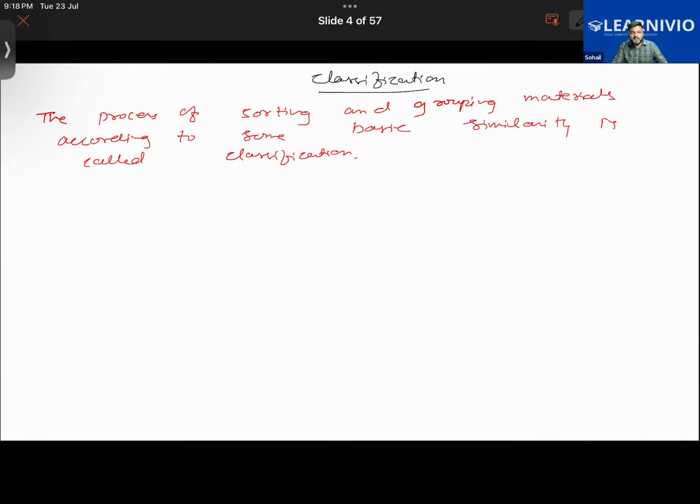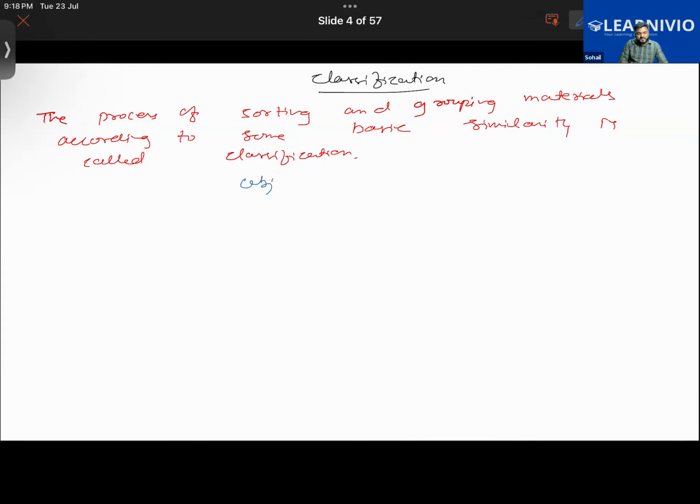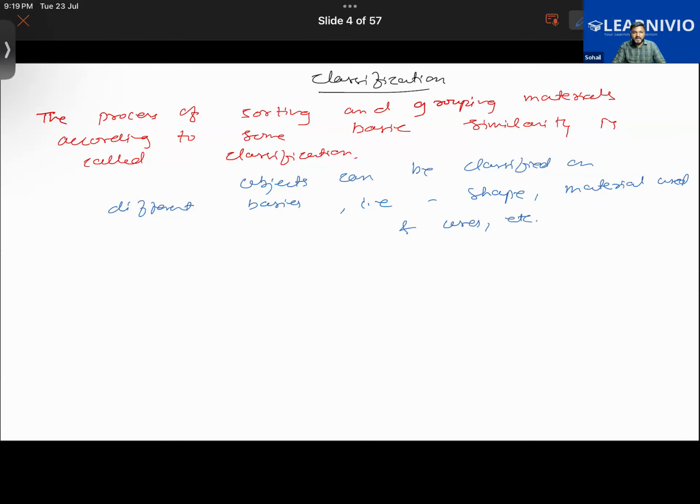For example, based on the material used in them, we can classify the objects into one category, or based on the use they have, we can classify them. Furthermore, you'd be writing: change the paragraph and then write, objects can be classified on different basis, that is based on their shape, material used in them, and uses, etc. Write this much on this one, okay?